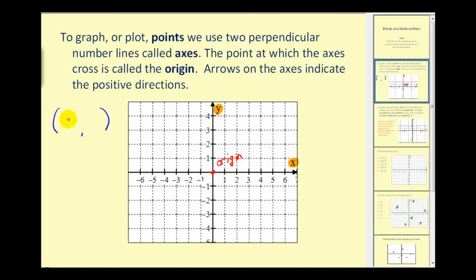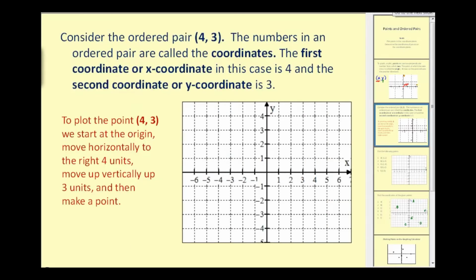Every ordered pair consists of an x-coordinate and a y-coordinate, and the x-coordinate tells you whether to go left or right on the coordinate plane, and the y-coordinate tells you whether to go up or down on the coordinate plane. So let's consider the ordered pair (4, 3). As we just stated, the first coordinate is the x-coordinate, and the second coordinate is the y-coordinate.